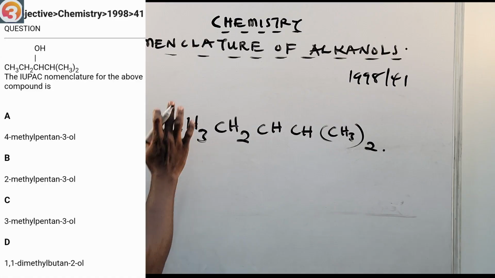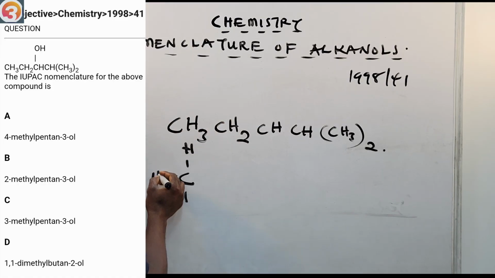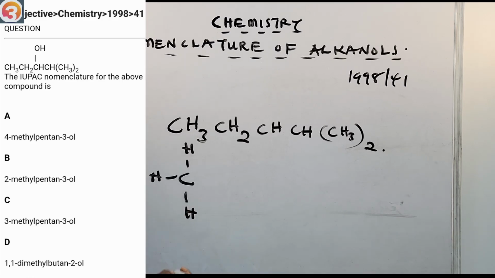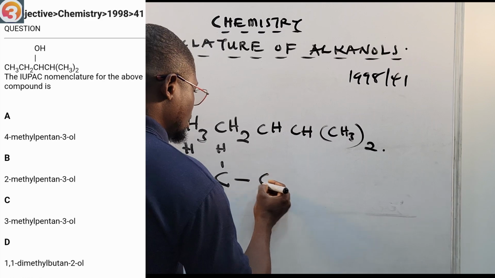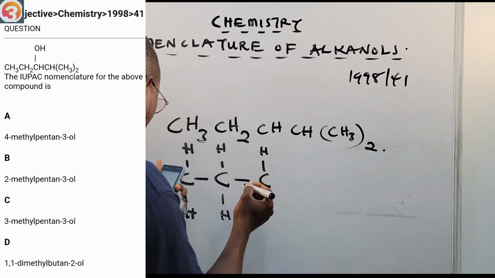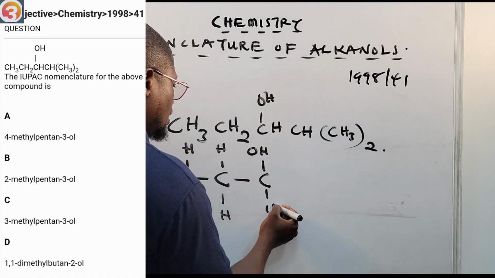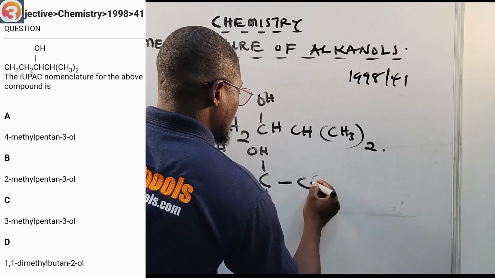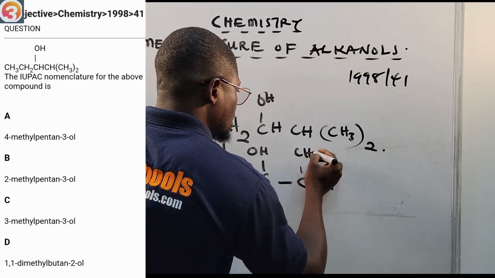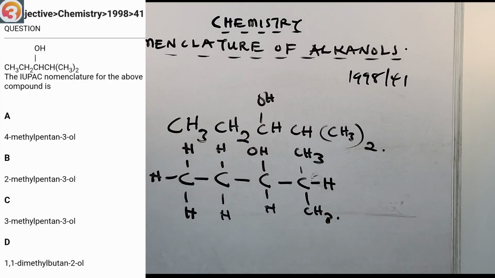Let us draw the structure out completely. I'm going to have C with H, then bonded to CH2, then CH. There's an OH here, then H, then this C, then H, then CH3 and CH3, to show that there are 2 methyl groups on the 4th carbon. So that our structure is complete.